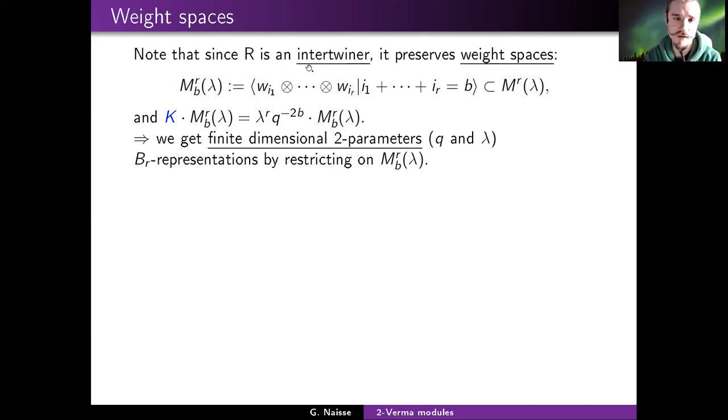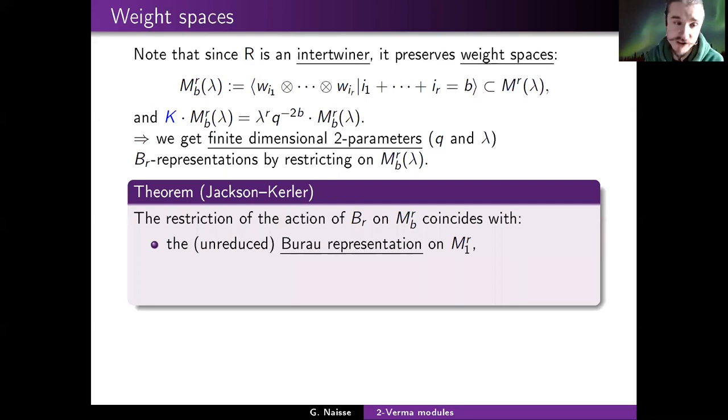Then on the second weight space, you can just have one of the i_j, sorry, that is one. And so you get something that is r dimensional and so forth. And it becomes bigger and bigger. And also, of course, you get two-parameter representations because you have the q from the quantum groups, but you also have the lambda from the universal Verma.